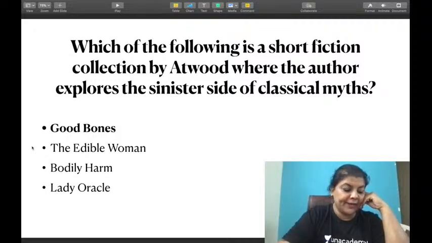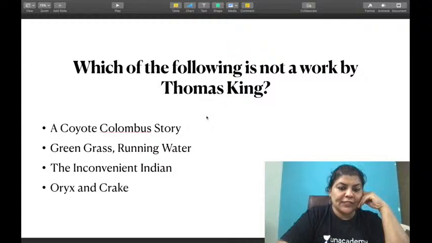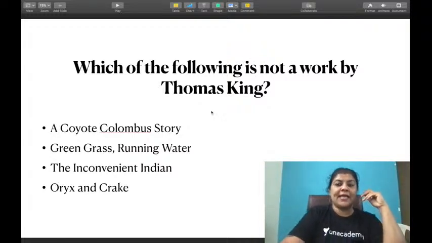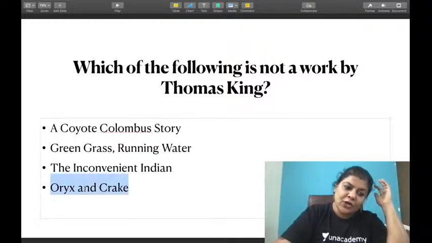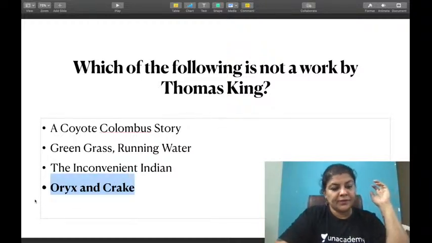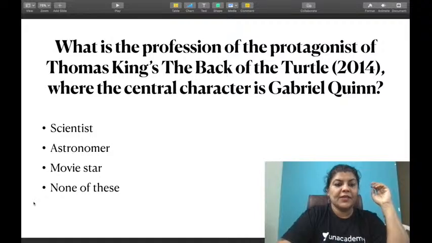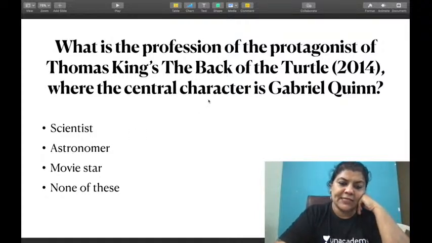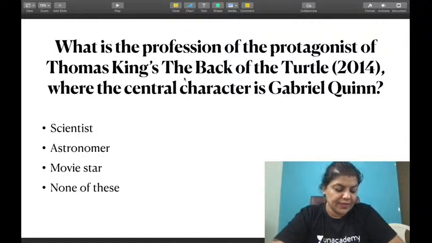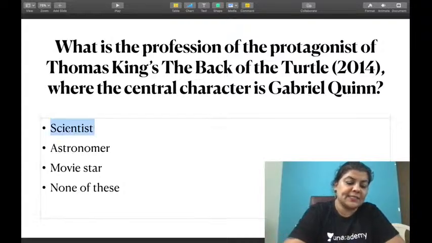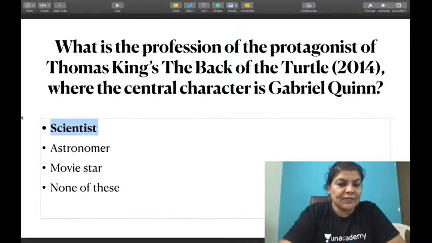Very good. Which of the following is not a work by Thomas King? One of these is by Margaret Atwood. It is Oryx and Crake. What is the profession of the protagonist in Thomas King's The Back of the Turtle? Do you have any idea? He's a scientist. The Back of the Turtle.